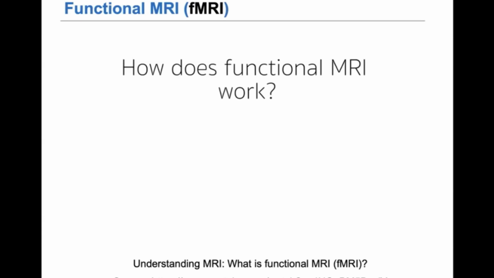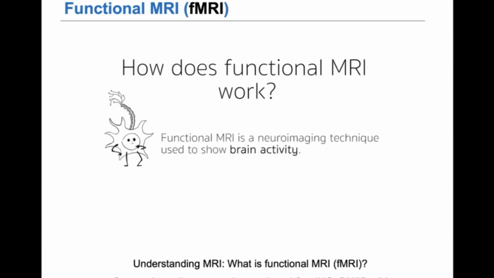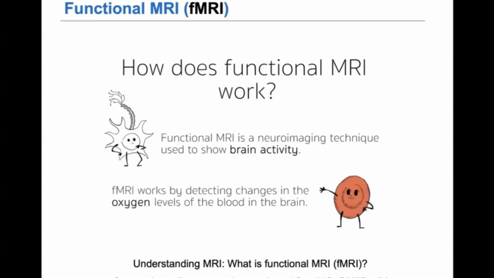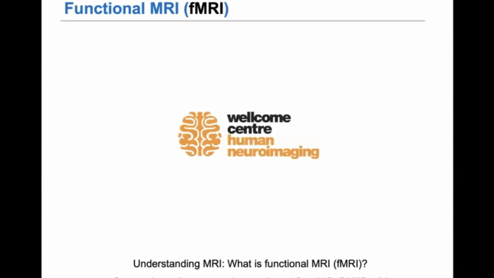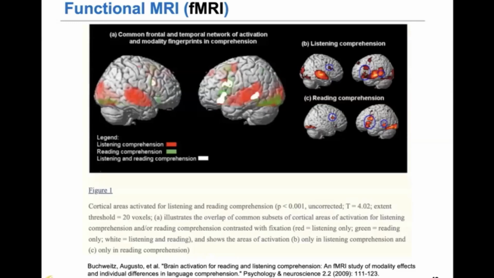So, to summarize, how does functional MRI work? As shown in the video, functional MRI is a neuroimaging technique used to show brain activity. It works by detecting changes in the oxygen levels of the blood in the brain. Okay. So that's the brief summary of how fMRI works.